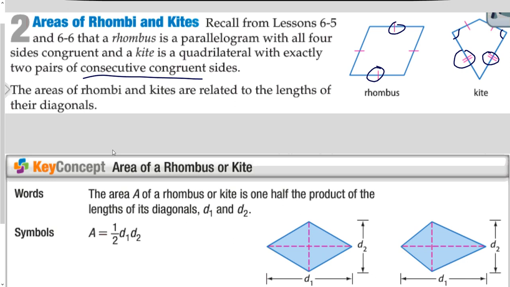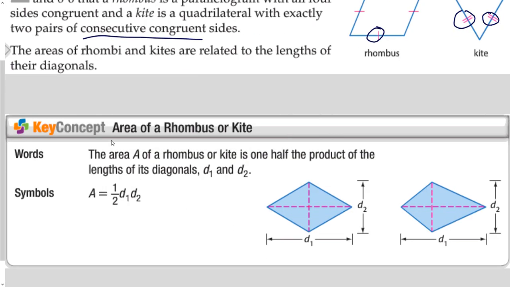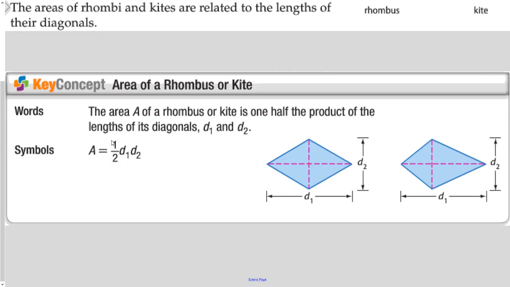The areas of rhombi and kites are related to their diagonals, and the formula is actually the same. The area of a rhombus or a kite is 1/2 the product of its diagonals, diagonal 1 and diagonal 2. It doesn't matter which one of those is which, but if you find the lengths of those diagonals and multiply them, cut that in half, you have the area of the rhombus or kite. Again, pause this and copy this down if you need to. I'm going to move on to the next slide.